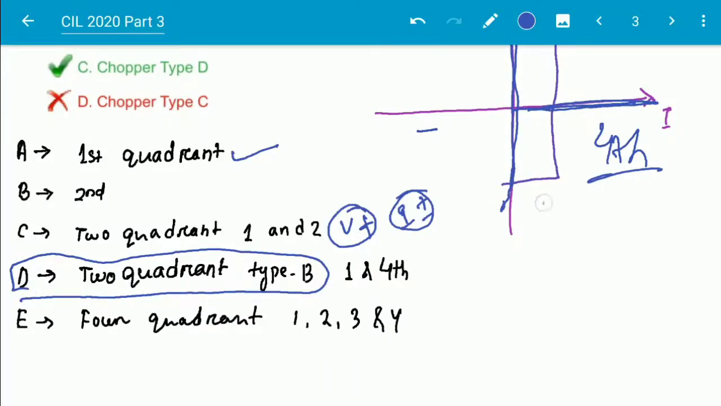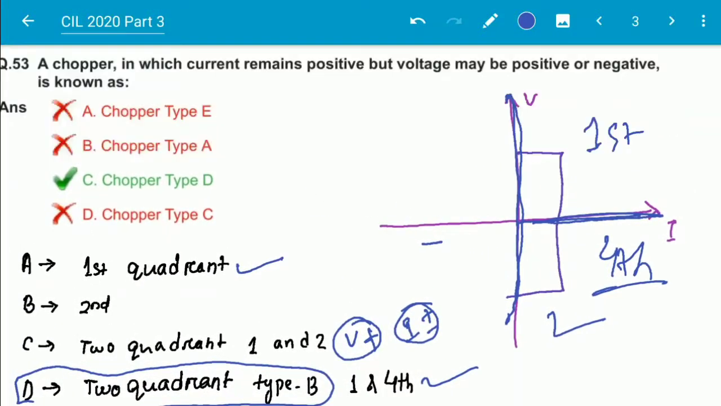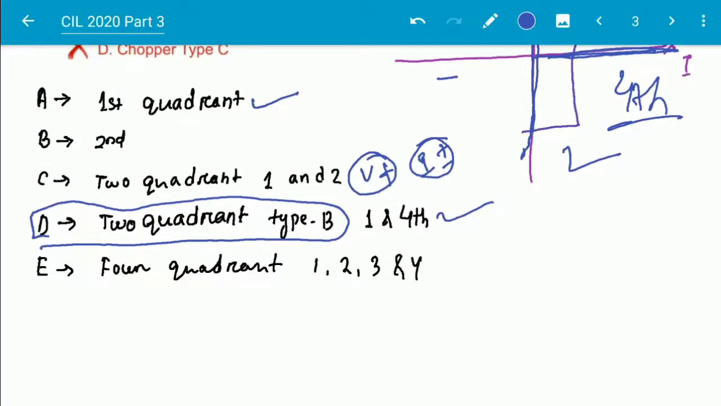The question asked this one. So option C is the correct answer, that is chopper type D. And another chopper here is type E chopper, which is a 4 quadrant chopper where both voltage and current can be both positive or negative.